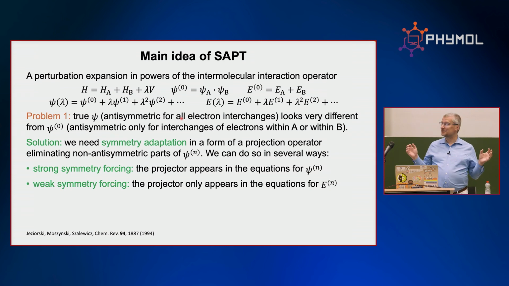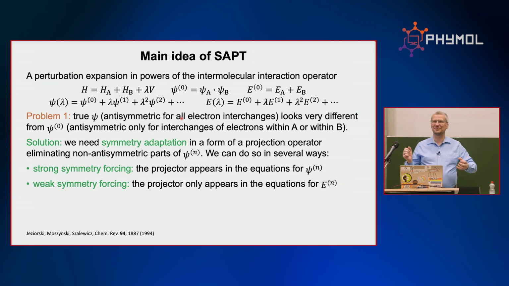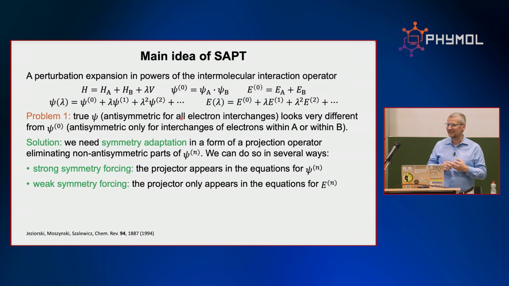And the different SAPTs in general can be divided into two groups: the strong symmetry forcing, where we explicitly anti-symmetrize the wave function, and the weak symmetry forcing, where we don't touch the wave function and only symmetrize the energy corrections. And you can imagine that strong means that probably we get a method with better properties, but it's going to be harder to implement and run.